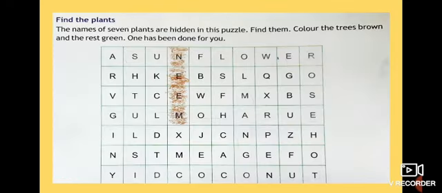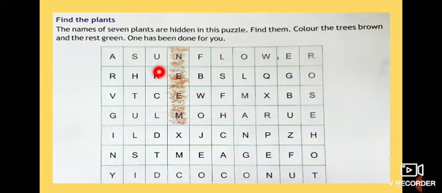Now we are going to do the next exercise. Find the plants. The names of 7 plants are hidden in this puzzle. Find them. Color the trees brown and the rest green. One has been done for you. What we have to do? We have to find out 7 plants from this box. We have to circle it and we have to color the circle.